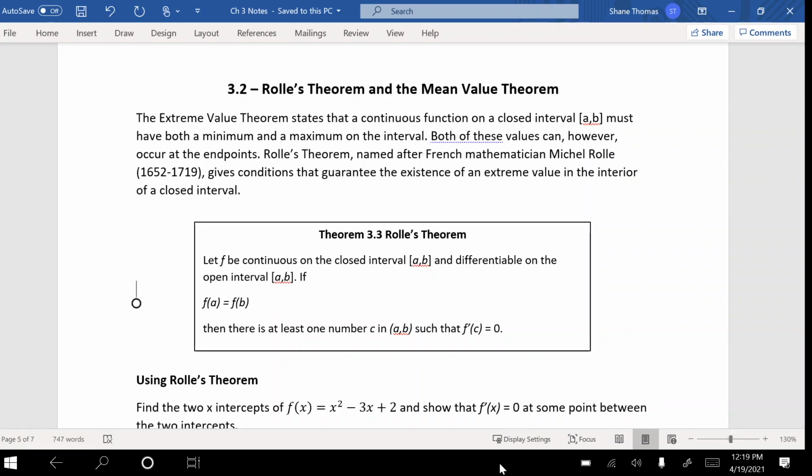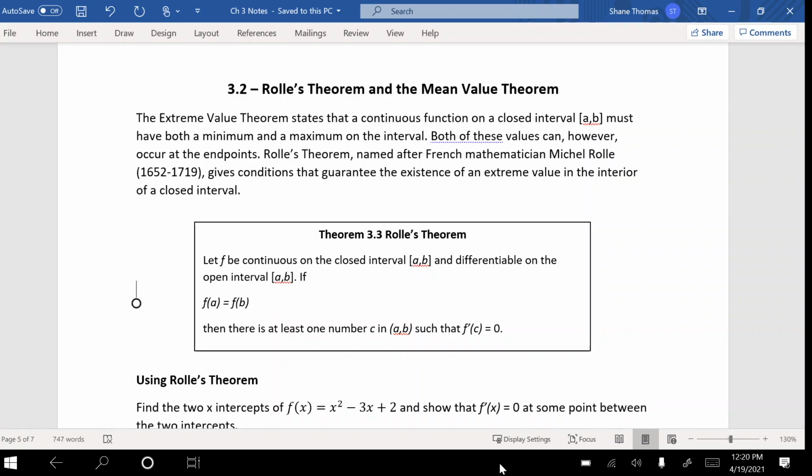So then we have this thing called Rolle's theorem, named after a French mathematician. He gives conditions that guarantee the existence of an extreme value in the interior of a closed interval. If you think about it, the only time your endpoints are going to be both your max and min is if it's a straight line, correct? A straight horizontal line, if we think graphically.